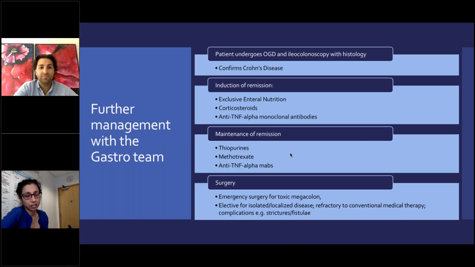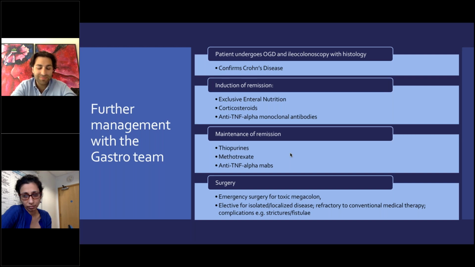So what happens next? She gets referred to the gastro team because of your excellent referral, and she undergoes an OGD and ileocolonoscopy with histology, and that confirms Crohn's disease. She started on what I think is genuinely magic. She started on a treatment called exclusive enteral nutrition, which is basically milkshake. It's milkshake, and that's all they eat for 6 to 8 weeks, and that makes their gut heal.